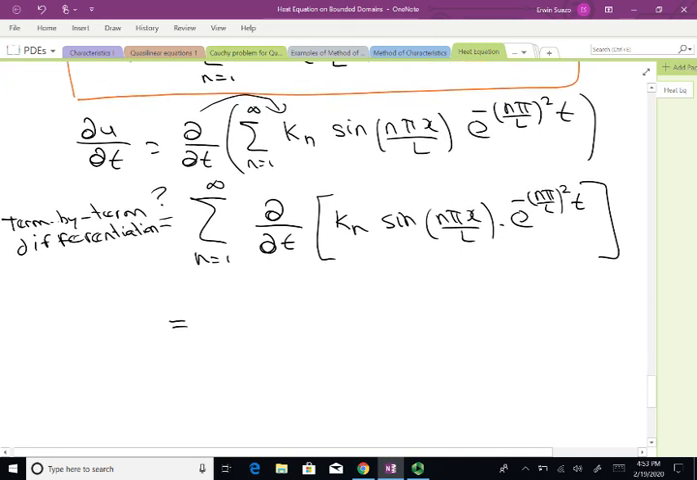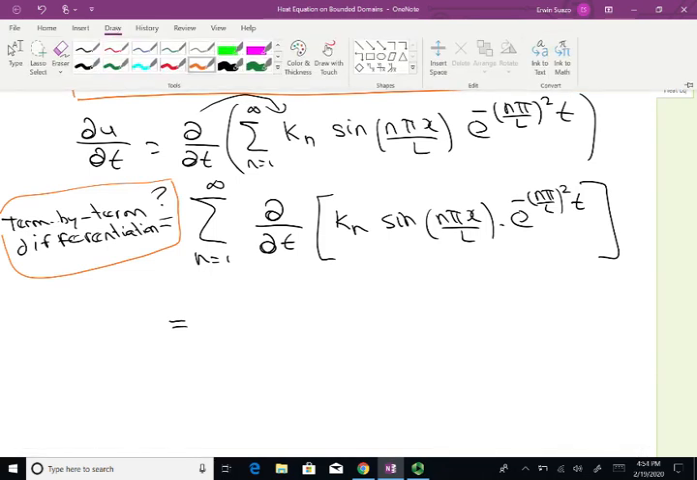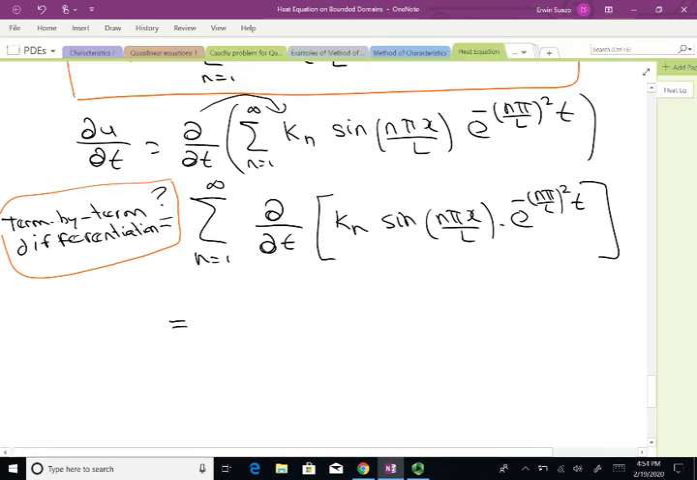We don't know right now if we can do this. By the way, engineers do it all the time, so that's a big problem. They don't worry about this. We have to worry because we're the mathematicians. The derivative with respect to time of k_n is just a constant. The derivative of sine(n pi x over L) is the same because it's constant; we don't have time there.